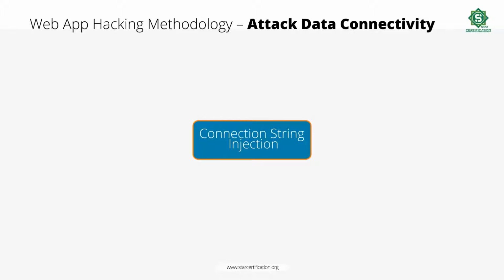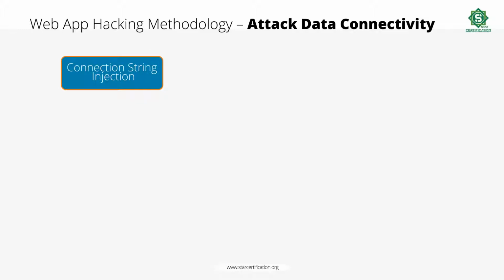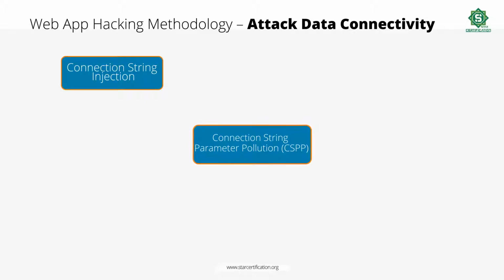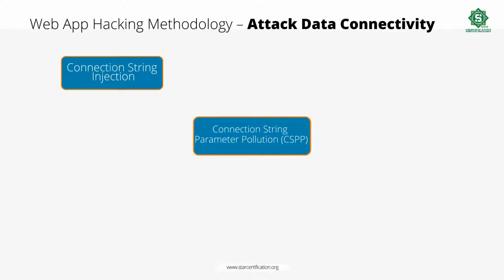Connection string injection: the attacker injects parameters in connection strings by appending them with the semicolon character. This attack occurs when dynamic string concatenation is used to build connection strings based on user inputs. Connection string parameter pollution, CSPP: the attacker overwrites parameter values in the connection string with the desired value by any of these methods.